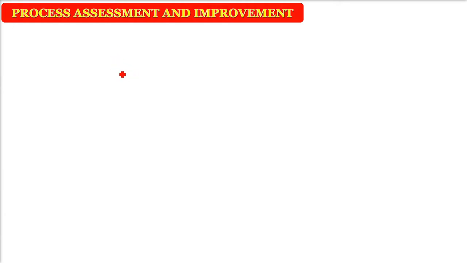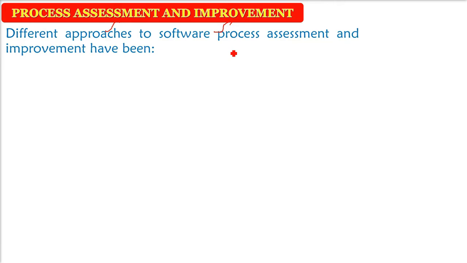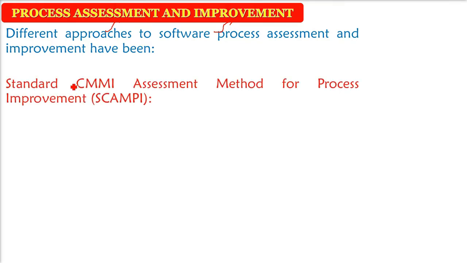Process assessment and improvement. Whenever we are talking about a process model or the way we are approaching the software for the solution, someone has to assess, someone has to improve also. Because if you don't give examination, you will not get the marks. If you don't get the marks, you will not know how much you have learned. So there are different approaches for software process assessment and improvement. For example, we have SCAMPI, Standard CMMI Assessment Method for Process Improvement. These first two I am telling you are based on CMMI, that is the Capability Maturity Model.